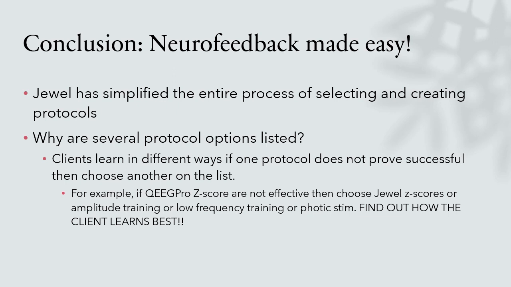Why are several protocol options listed? Because clients learn in different ways. Sometimes they learn with QEG Pro Z-scores, sometimes they don't. Sometimes they learn with Jewel Z-scores, sometimes they don't. Maybe we need amplitude training or low frequency training or photic stim or HEG. Find out how the client learns best. Use Jewel suggestions to take the client to where they need to go, to better mental health and happiness.